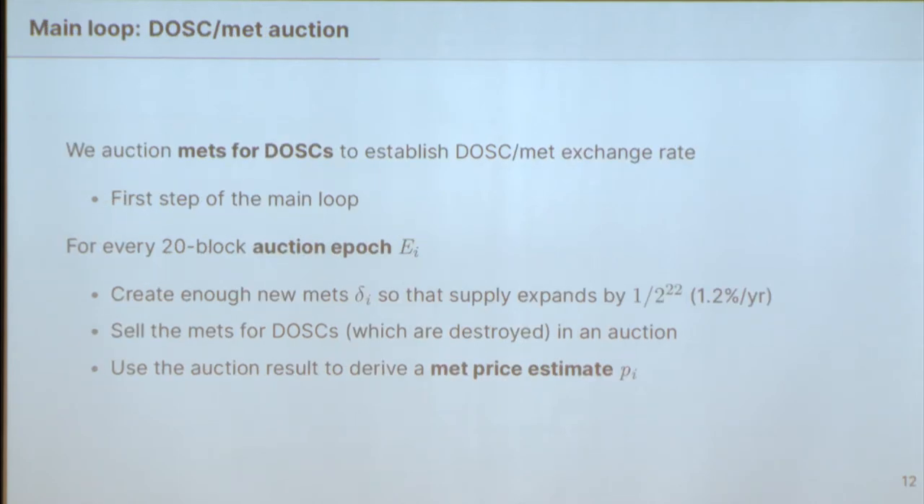So in our main mechanism, we auction METs, so the fixed supply equity tokens, not stable, for DOSCs. Every 20 blocks, we create enough METs to increase the supply of this equity by 1.2% a year. And we sell these METs for DOSCs that are destroyed, and we use the results of this auction to derive a price estimate for the MET, so for the equity token, how many DOSCs one MET is worth.